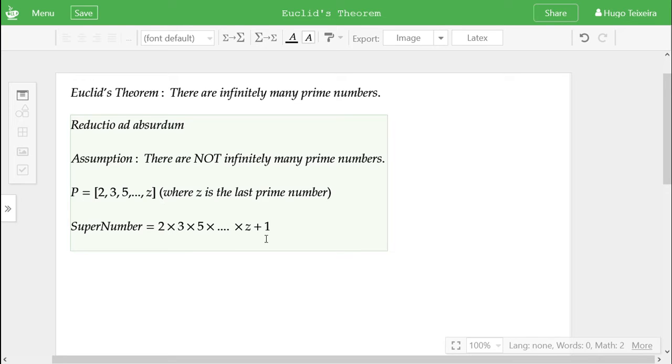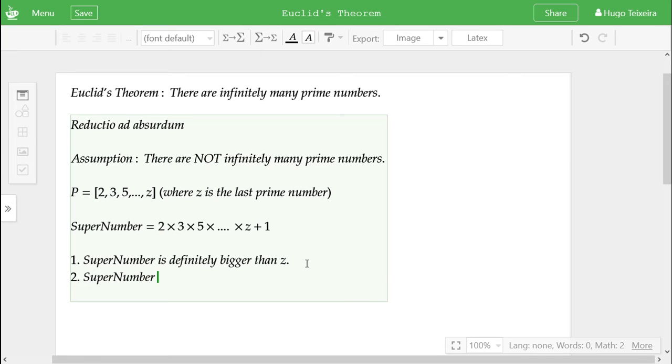So, some things should be obvious about supernumber. Number 1, it's bigger than z because it's a product of all the numbers plus 1. So it's bigger than z. Secondly, it cannot be a prime number because the last prime number, according to our assumption, is z.